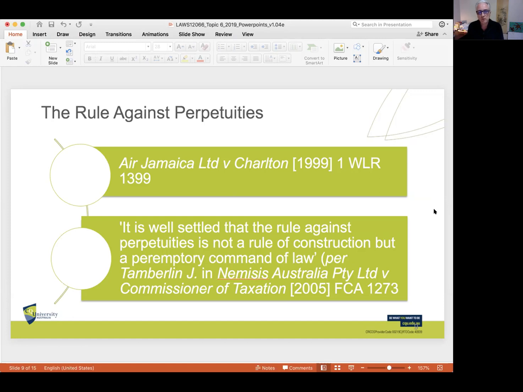And we also now have the Nemesis case, which is actually very helpful, and I've given you an extract of that on the Moodle website, because that's actually a discussion of the rule against perpetuities in the context of the Queensland PLA. Okay.